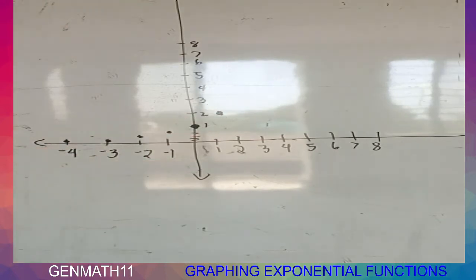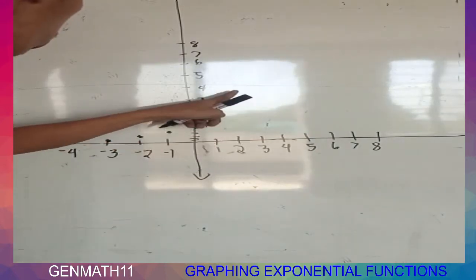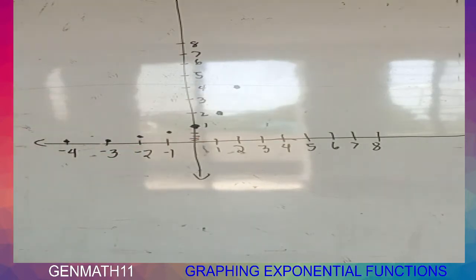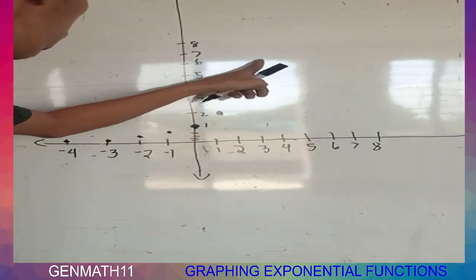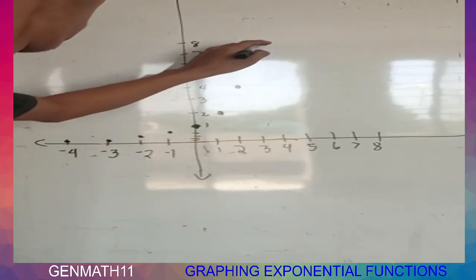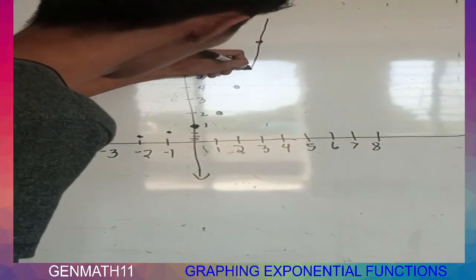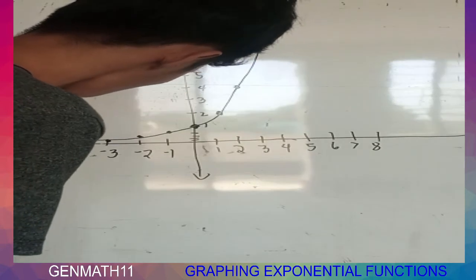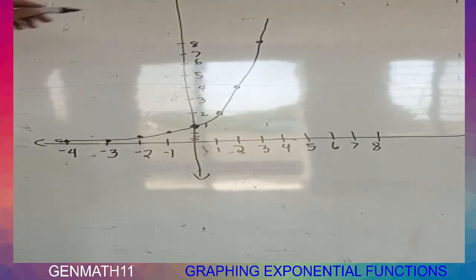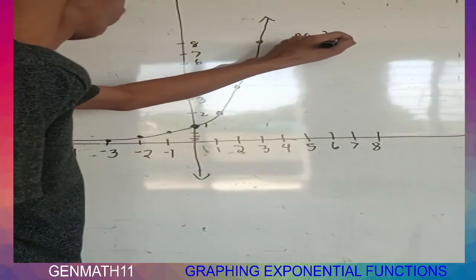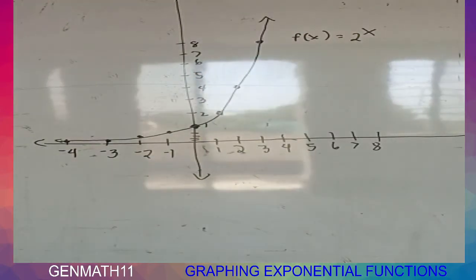Next, 2, 4, then 3, 8. Yan, so 3, 8. Then pwede natin siyang pagdugtungin. So ito yung f of x is equals to 2 raised to x natin. So nag-graph na natin. Di ba madali lang mag-graph? Napakadali lang mag-graph. Ang nahihirapan lang talaga is yung pagtatantya. Okay? So yan.